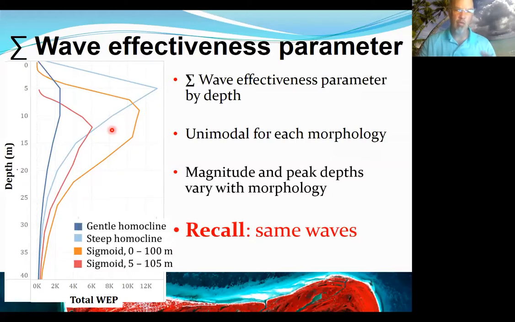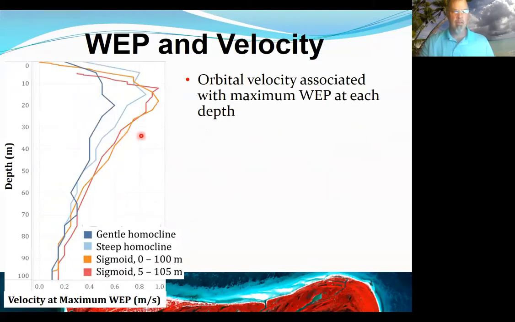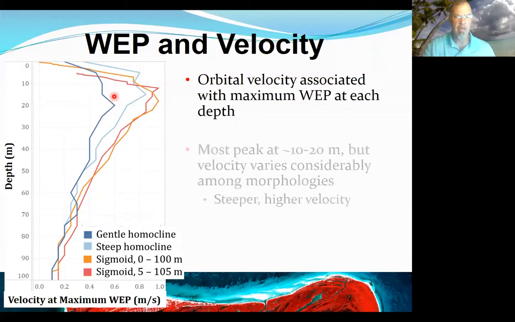Again, as geologists, we never know what the waves are. We have no clue what the waves are. We can also consider, rather than total work, the conditions with the most work, and that's for the maximum wave effectiveness parameter at each depth. These are created by waves with some orbital velocity. If we consider that orbital velocity, at maximum wave effectiveness parameter, again we see there are differences. And again, these are forced by the same waves.